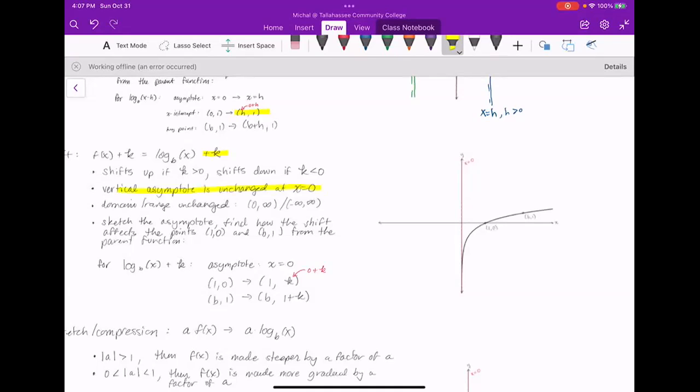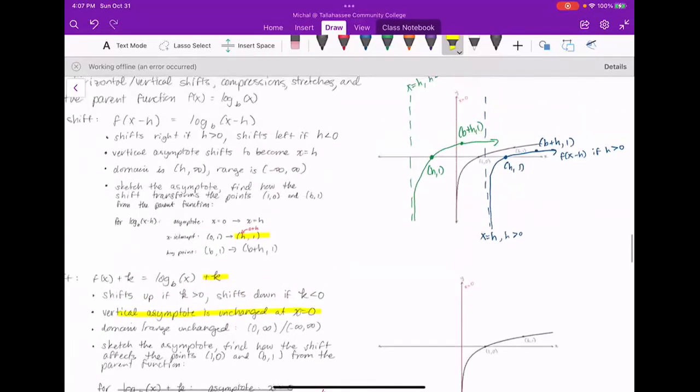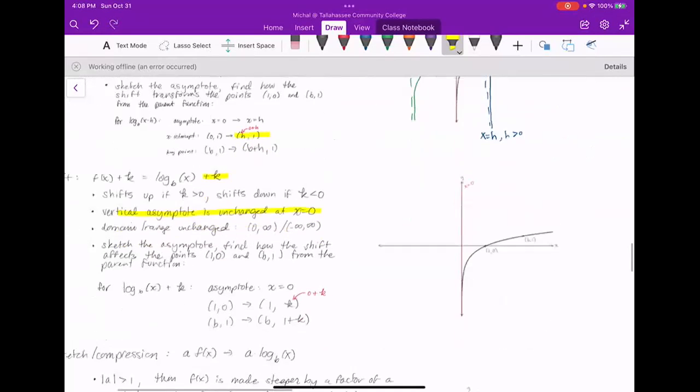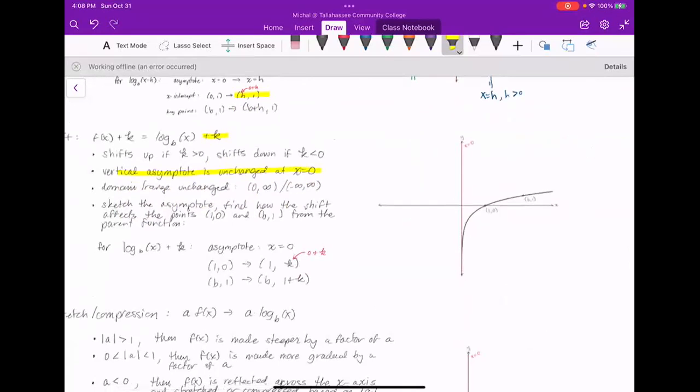All right, the domain and range are unchanged, whereas above our range is still negative infinity to positive infinity, but our domain starts at whatever h is, because that's where our vertical asymptote is, instead of starting at 0. Here, though, in a vertical shift, I just am sliding it up or down, so I keep my same vertical asymptote, and my domain and range are unchanged. So the first thing I'm going to do is sketch the asymptote, so I'll draw my x equals 0, and I want to see how the shift affects the points (1, 0) and (b, 1) from the parent function.